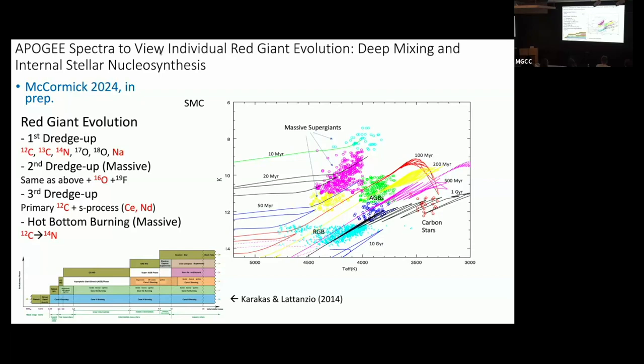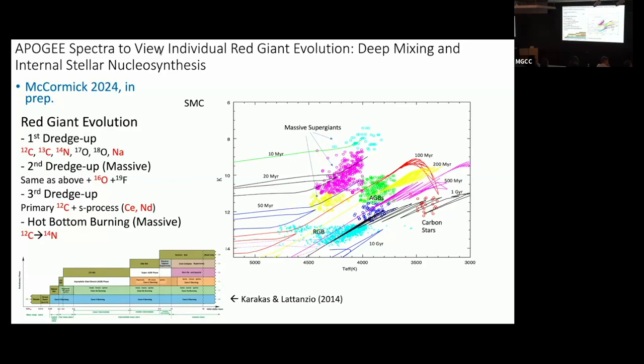You can't read this here, but there's a beautiful review from Amanda Karakas and John Lattanzio on intermediate mass stellar evolution. They have this very nice synopsis diagram looking at, as a function of mass, the different types of burning stages that go on in different mass stars as they evolve. So you can see this very nice stellar evolution just splayed out here in the SMC. And you can see if your guesses make sense.